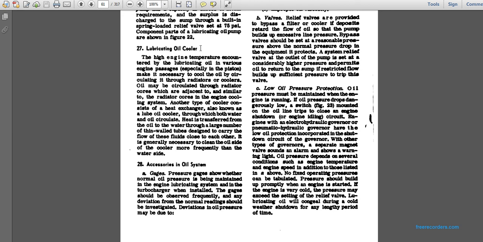The pressure should be building up properly when the engine is started and the engine is very cold. The pressure may be exceedingly high, set by the relief valve, because the light lubricating oil congeals during cold weather or a shutdown of a lengthy period of time.